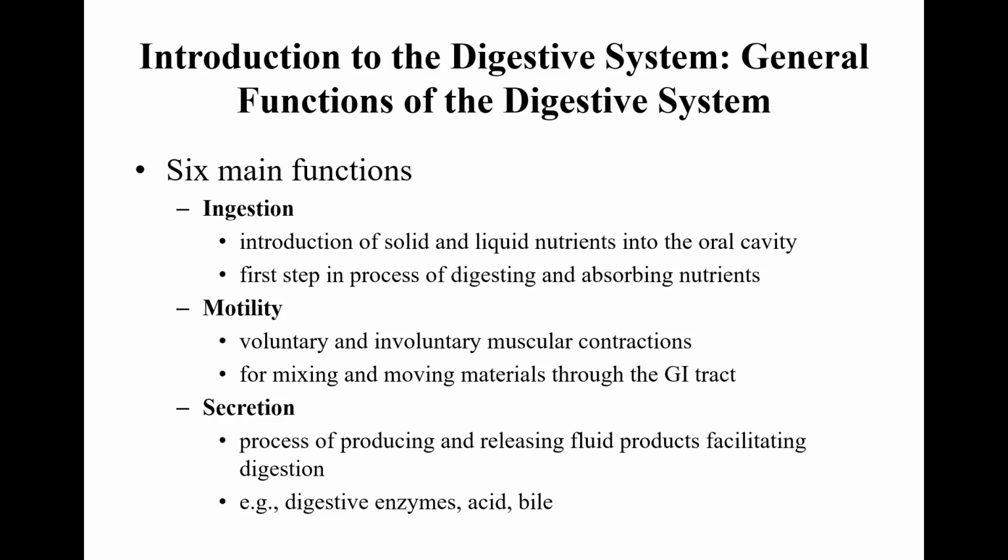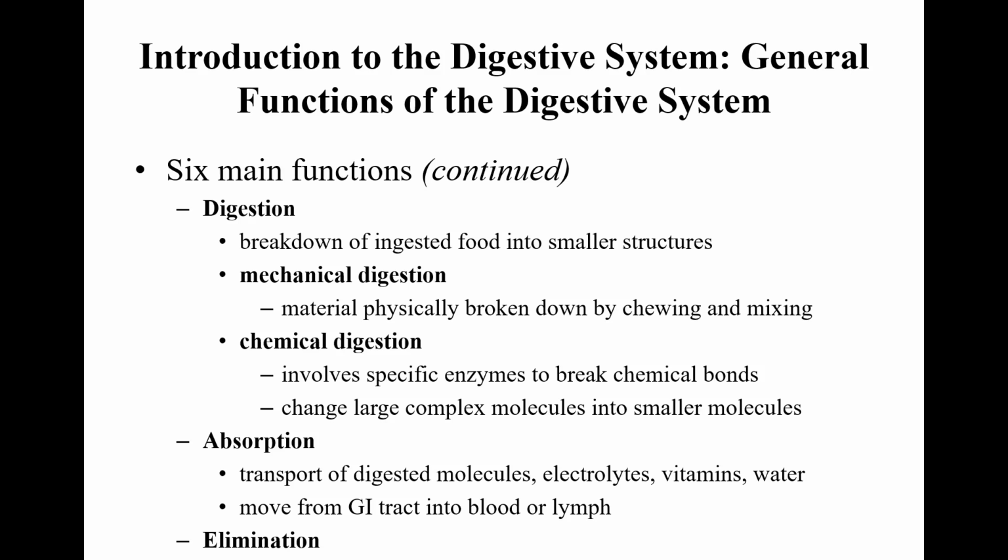Secretion, we are releasing enzymes to help break down the food. We start secretions in the mouth with salivary amylase and saliva, and we continue to secrete in our stomach and in our intestines to help break down material.